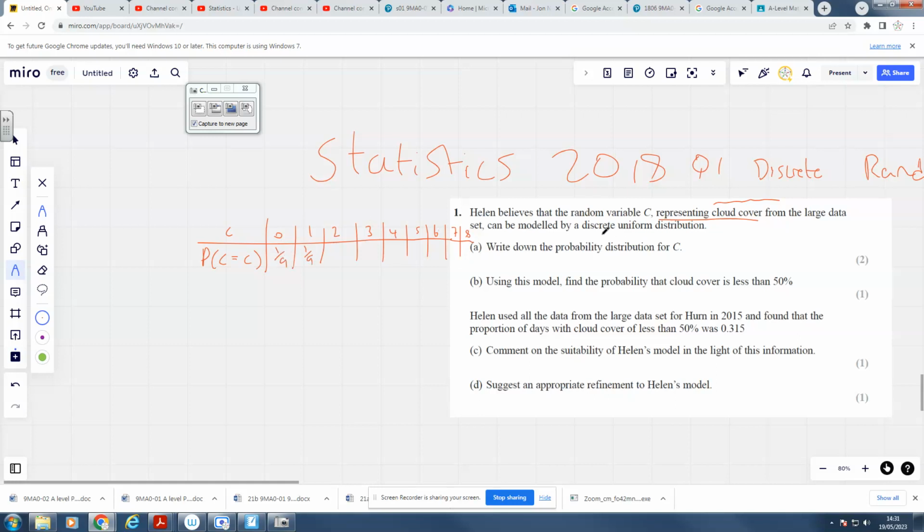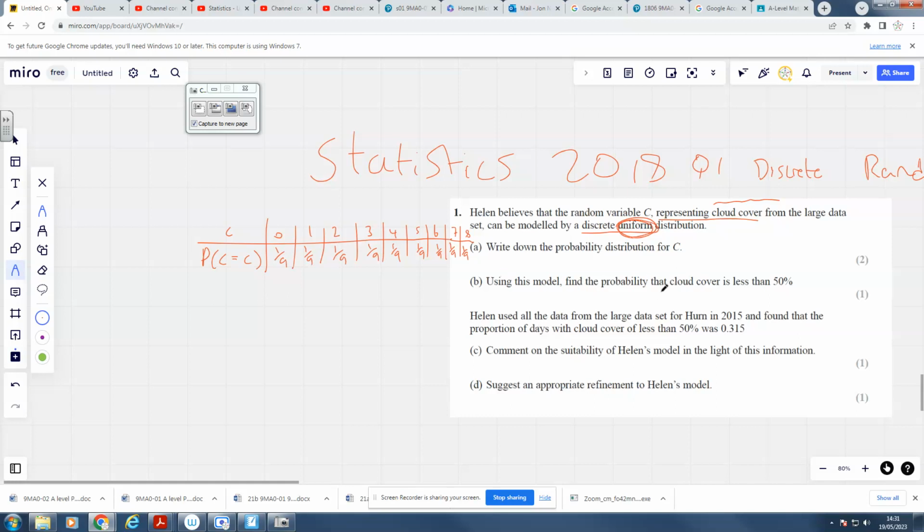Now, the reason they're all ninths is because it's discrete uniform. A uniform probability distribution is one where all the probabilities are the same. That's what a uniform distribution means. So, okay, we've got ninths all the way up until the end, yeah? And that's the first couple of marks for A. That's a probability distribution of C.